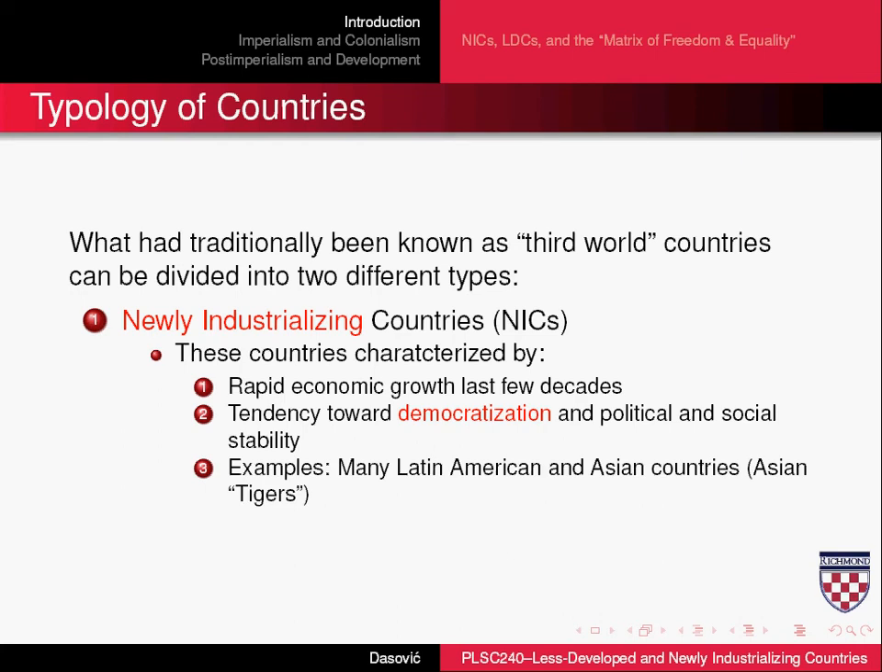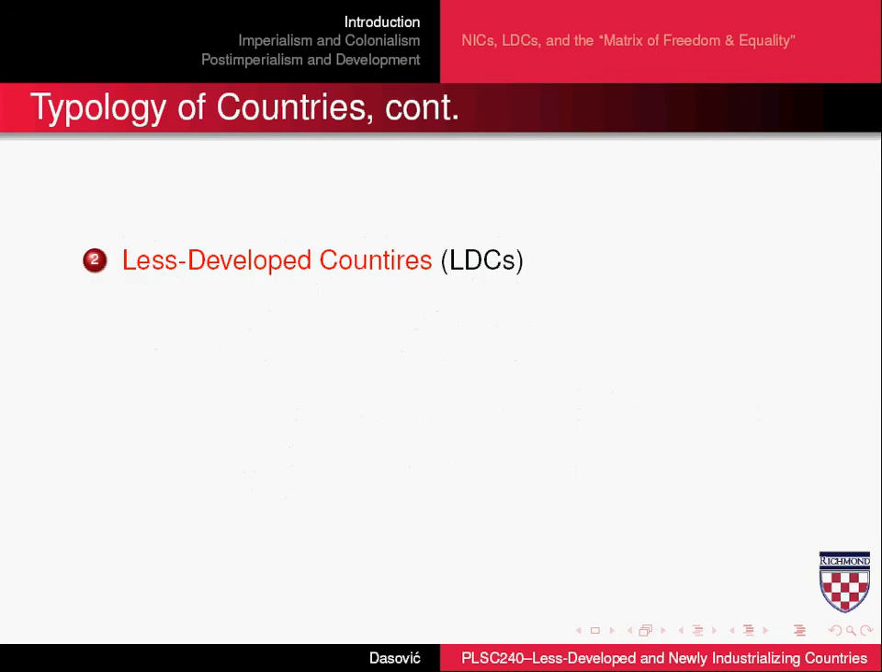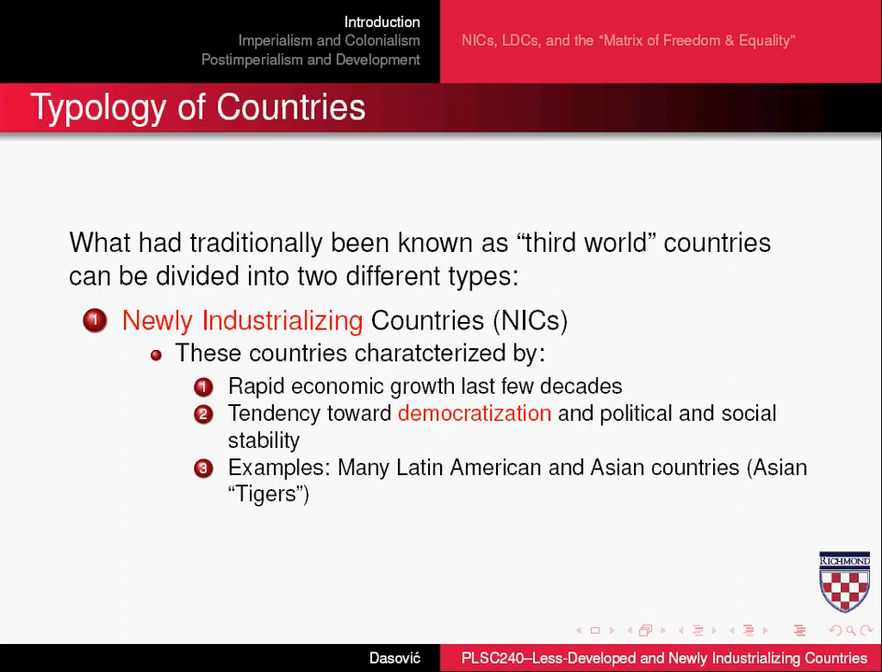So which countries are in this group of NICs? Well, many Latin American countries, Asian countries, obviously the Asian tigers like Thailand, South Korea, and Taiwan particularly, and countries like China now. This group of newly industrializing countries has been catching up to the already developed world, as I said, both in terms of economic growth, in terms of well-being, and also in terms of things like democratization and political and social stability.